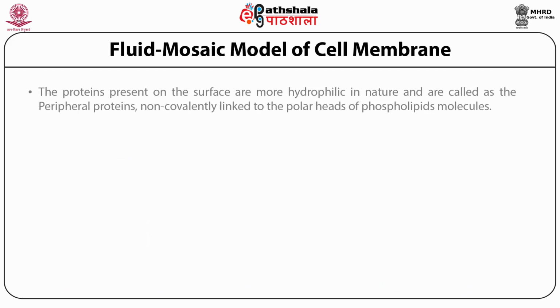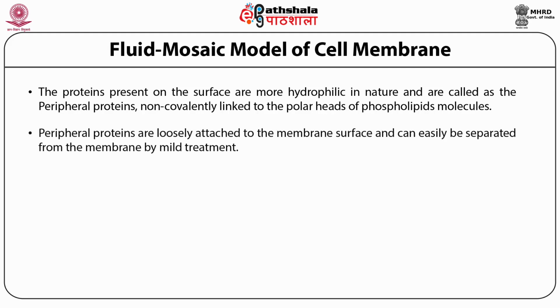The proteins present on the surface are more hydrophilic in nature and are called peripheral proteins. These proteins are non-covalently linked to the polar heads of phospholipid molecules, which are present in the lipid bilayer. Peripheral proteins are loosely attached to the membrane surface and therefore can be easily separated from the membrane by mild treatment with salts or sometimes by differences in the pH.